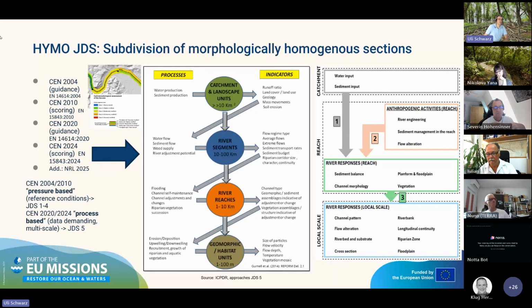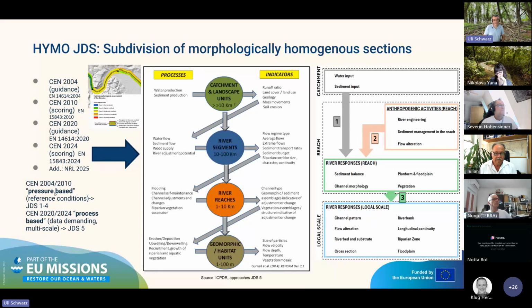And in the first years, they used 2004 and 2010 as scheme. This scheme is quite interesting. This scheme is pressure-based. Pressure-based means you have a kind of reference conditions, which are of course also derived or recognized by historical maps and information. And if you look for the pressure, for instance, of bank revetment, bank reinforcement, riprap, but also groins, guiding walls, etc.